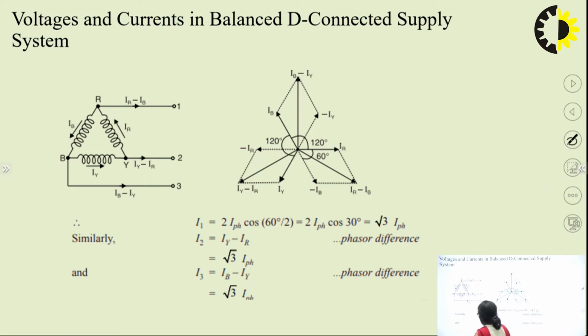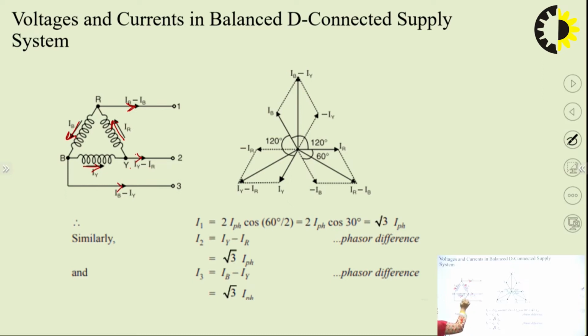Where would be the line currents, right? These are the line currents. First, we will be deciding phase currents. The phase current flowing in this load is IR, in this is IB, and in this is IY. So the currents in the lines will be IR minus IY, IB minus IR... this will be IY minus IR, and this will be IB minus IY.